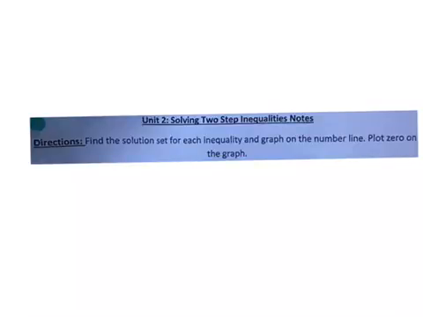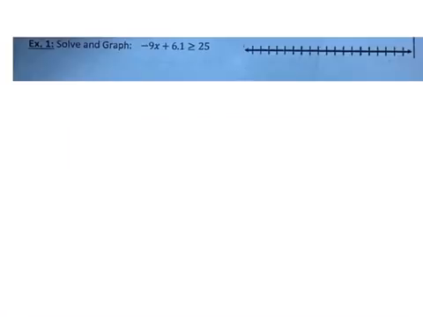So now we're going to solve two-step inequalities involving decimals. You will find the solution of the inequality, and then you'll plot it on the number line. Let's do number 1 together. Negative 9x plus 6 1/10 is greater than or equal to 25.